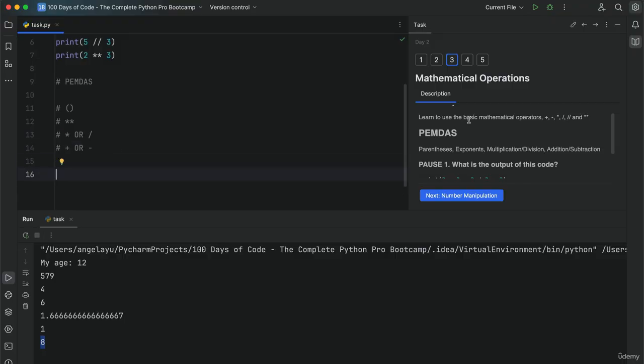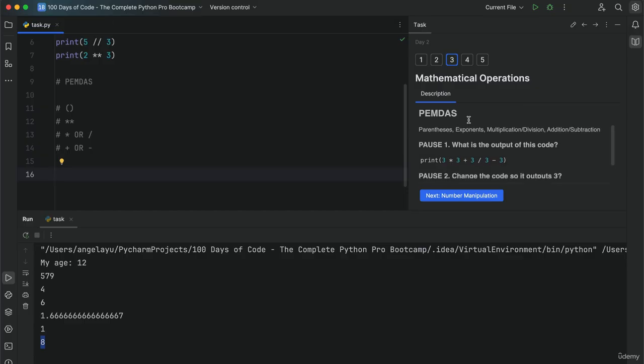Let's say we had a line of code where we wanted to multiply 3 by 3 plus 3 divided by 3 minus 3. If I was to execute this entire line of code and print it out into the console, here's the time where you play computer again and guess, using what you've learned here, what exactly will be printed.